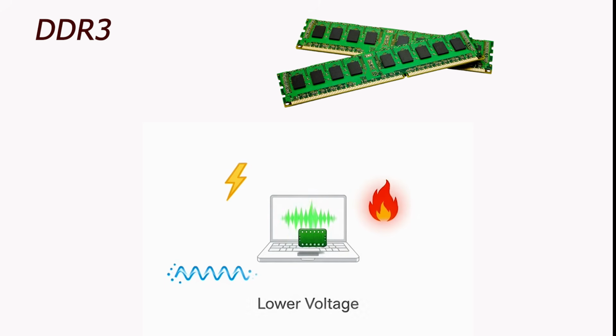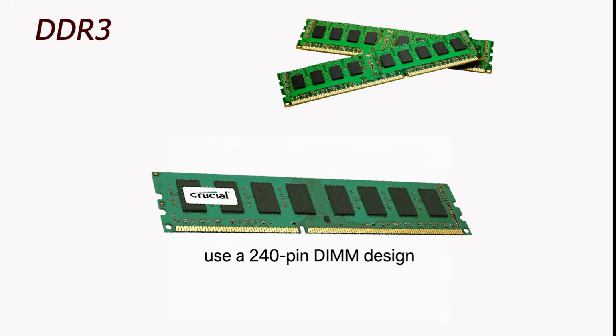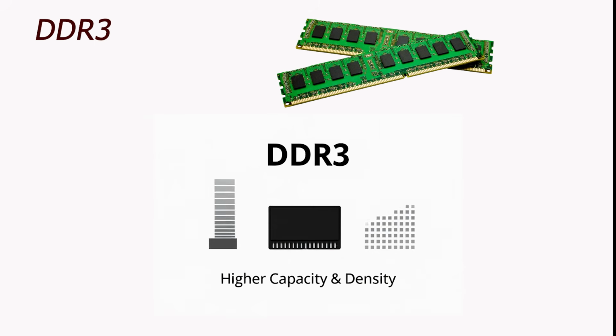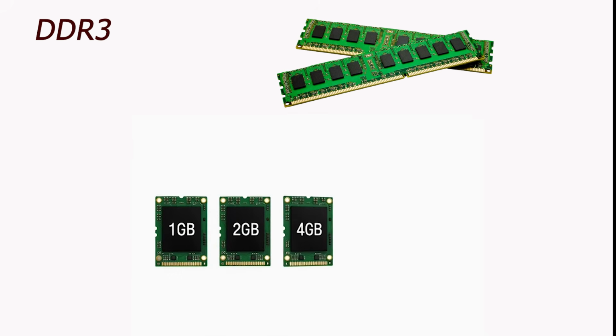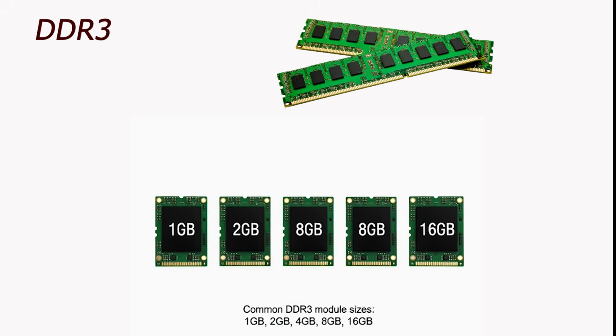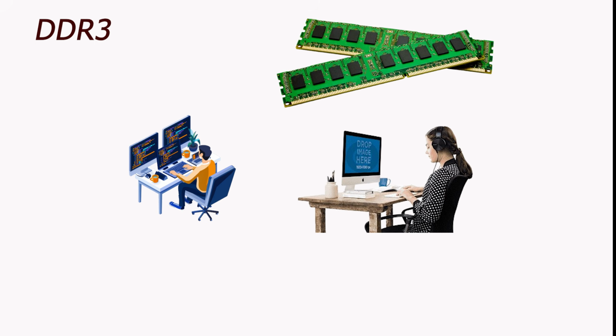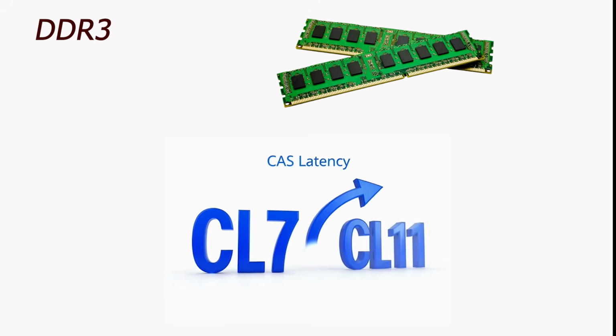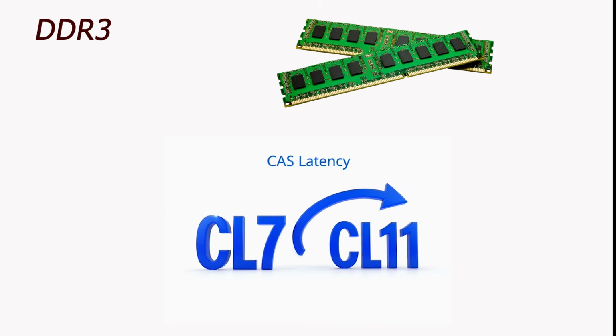Physically, DDR3 memory modules use a 240-pin DIMM design, similar to DDR2. However, the notch position on DDR3 modules is different, making them physically incompatible with DDR2 motherboards. DDR3 also introduced improvements in memory capacity and density. Common DDR3 module sizes include 1 GB, 2 GB, 4 GB, 8 GB, and in some cases, 16 GB. This allowed computers to handle larger workloads. Typical DDR3 latencies range from CL7 to CL11, depending on the speed grade and quality of the memory module.